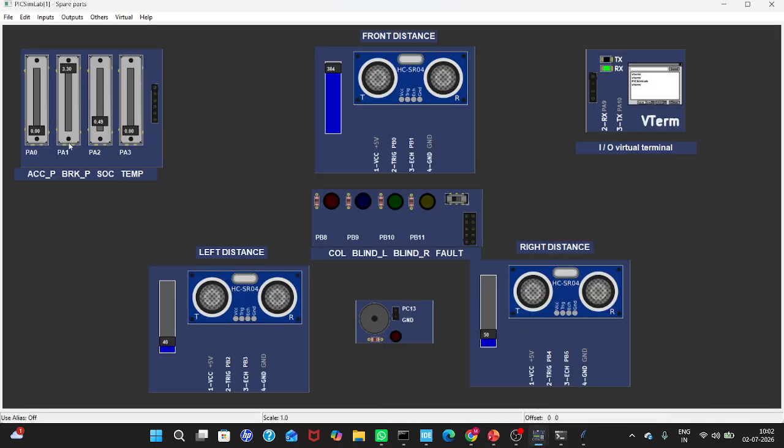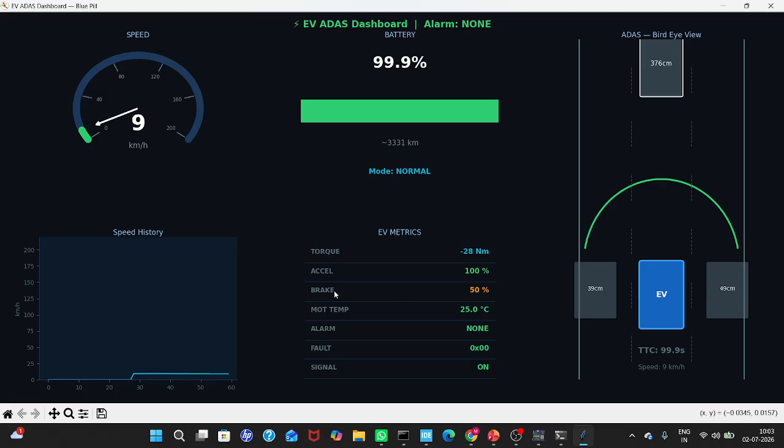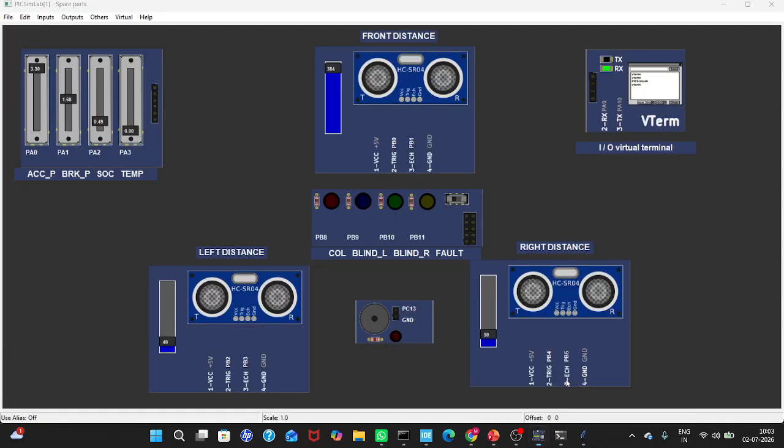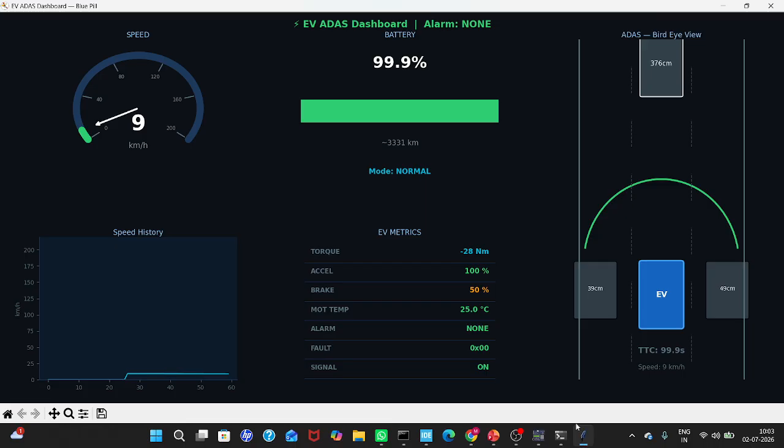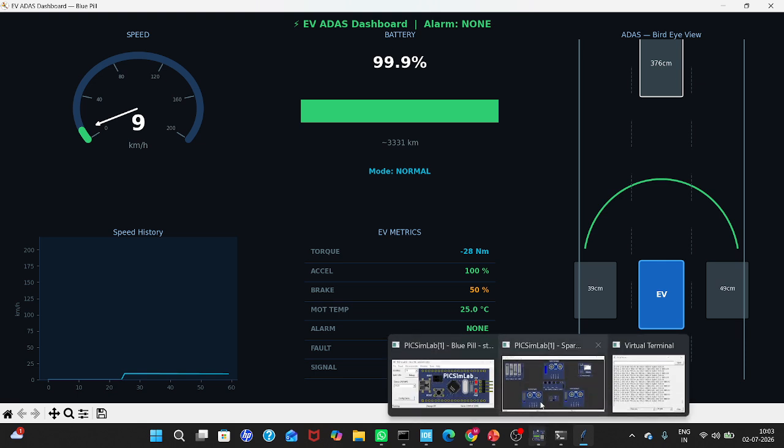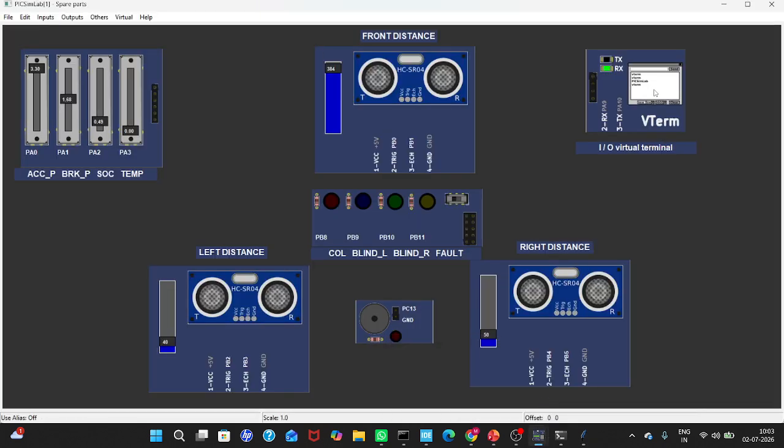And later on, when I increase this acceleration pedal and decrease this brake pedal, everything goes right. And here we can see brake is 50 percent. What I did is keep the brake exactly at the center of 1.68. At this time, torque is changed to minus 28 newton meters and acceleration is 100 percent. And now we can observe this IO virtual terminal also.